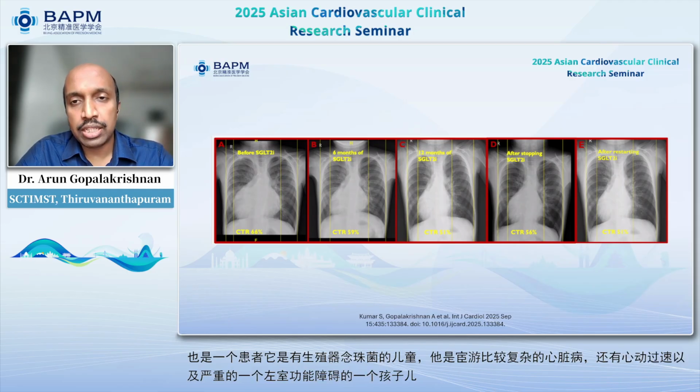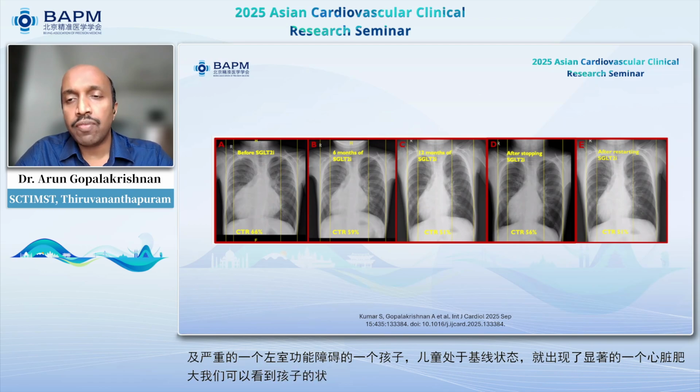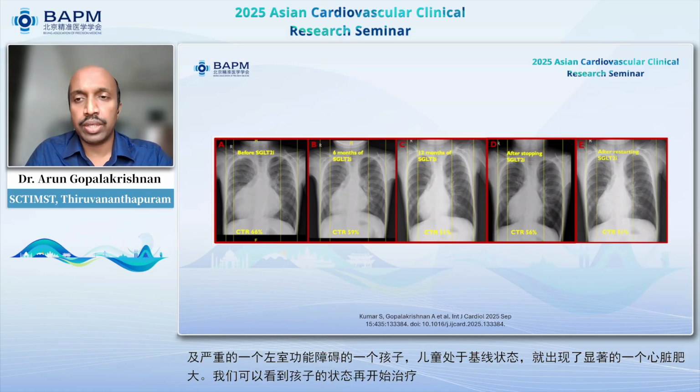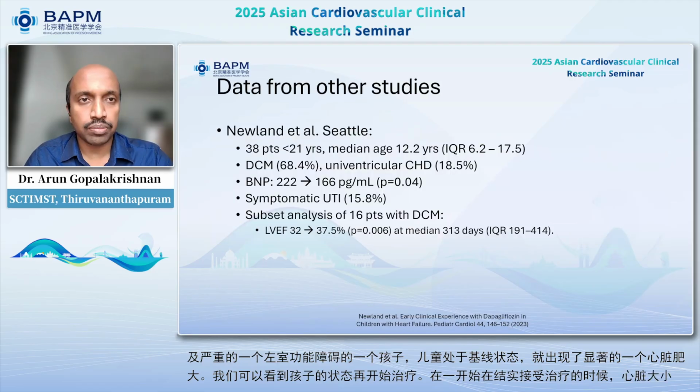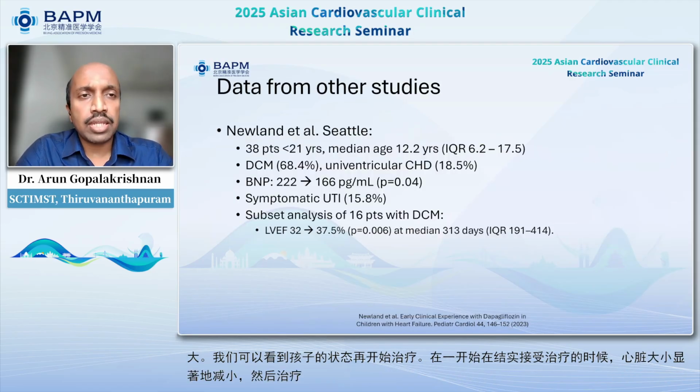We had to stop SGLT2 inhibitors. But 1 month later, the child came back with worsening LV function, and there was an increase in cardiomegaly as well. After counseling the parents and with close medical follow-up, we restarted SGLT2 inhibitors, and cardiomegaly improved with improvement in ejection fraction. There are data from other studies as well.